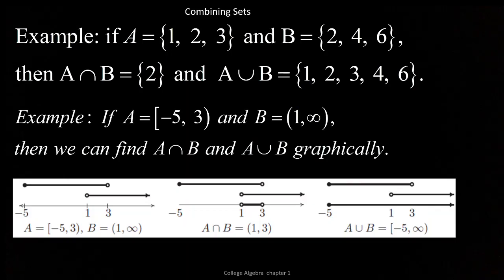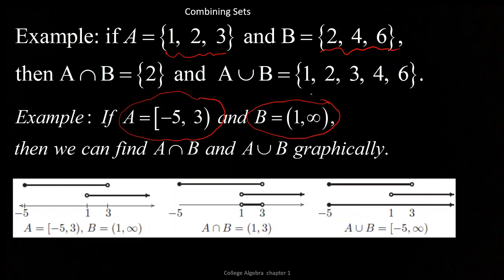Now, sometimes instead of having discrete values like these, sets have an infinite number of values. For example, this set right here, remember, is all numbers from -5 to 3, including -5, but not including 3. So that means this set has infinite numbers in it. Now here's another set which has all numbers after 1. So what would A intersect B be?